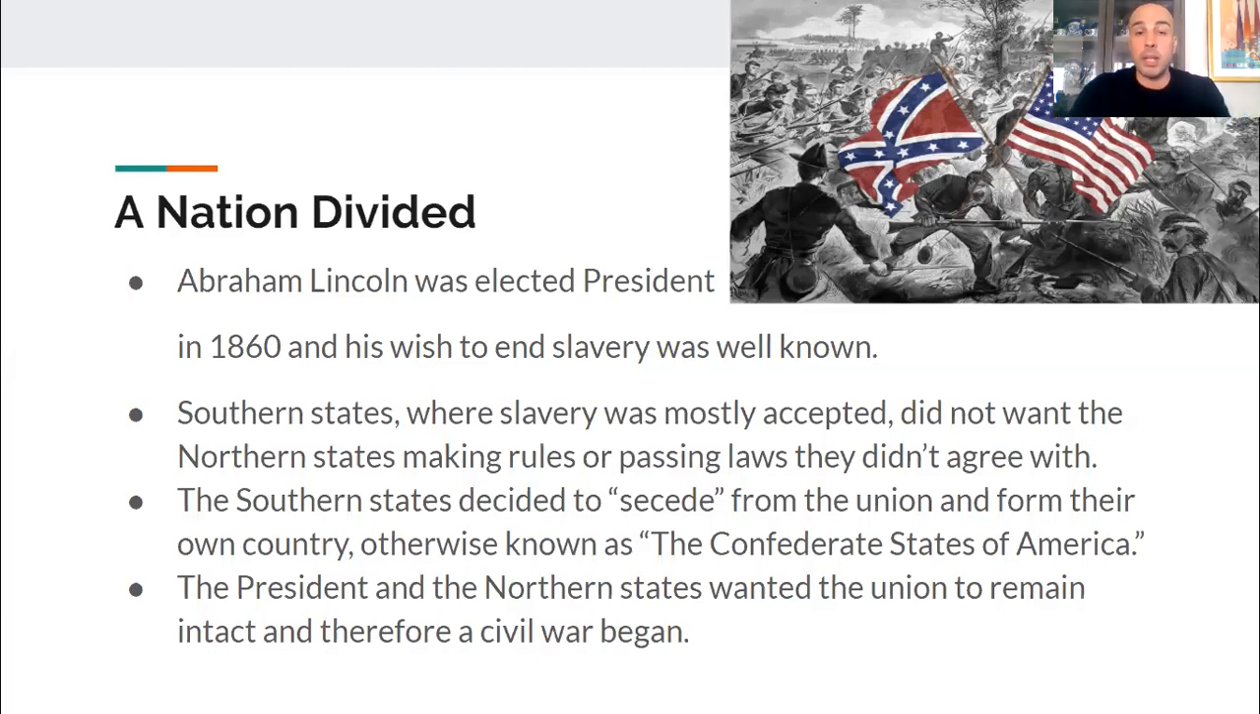President Lincoln and the northern states wanted the Union to remain intact. Intact means together. They felt it was worth putting in the effort for the Union to remain intact, and therefore a civil war began. The definition of any civil war is when the people of the same country fight against one another. It is uncommon. More common are wars where one country fights against another. But a civil war, which can be terribly detrimental to the longevity and the life of a country, is when the people of the same country fight against one another due to a difference of opinion.